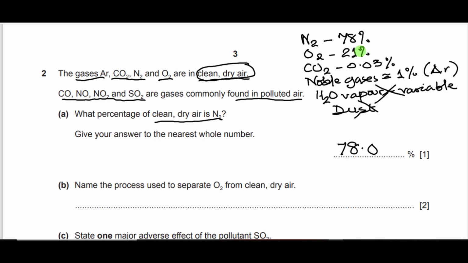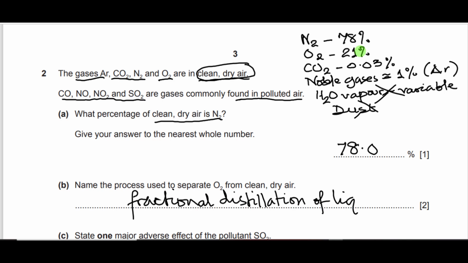Then you're now asked to name the process used to separate oxygen from clean, dry air. The process of separating oxygen from clean, dry air is known as fractional distillation of liquefied air. Now, how does it work? The fractional distillation of liquefied air is the separation of oxygen from clean, dry air.